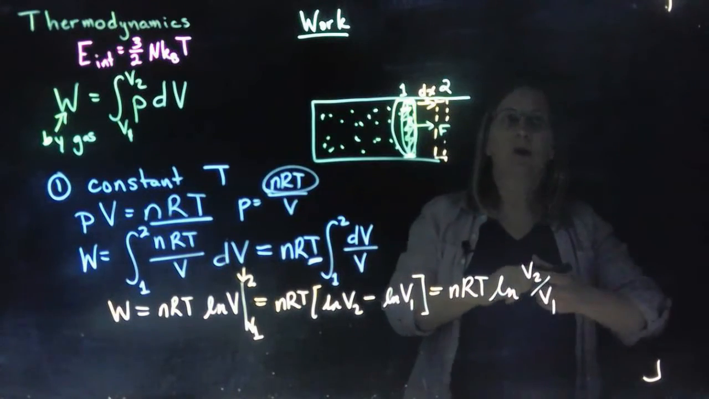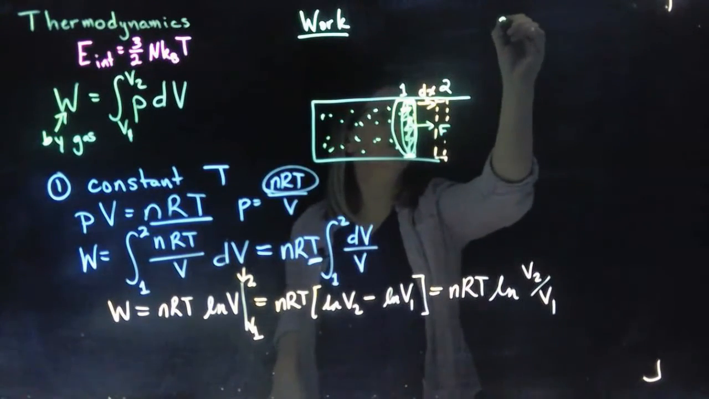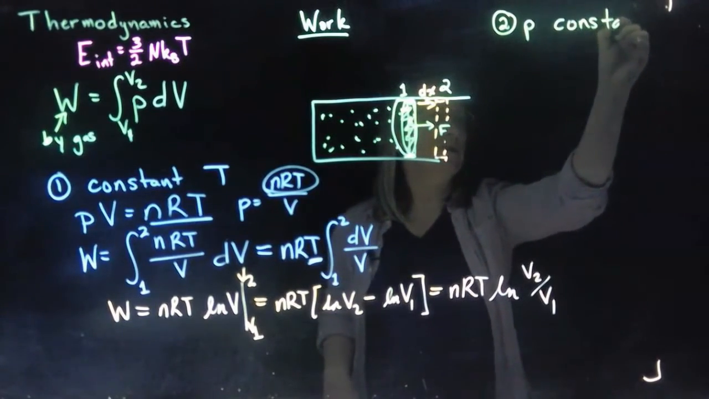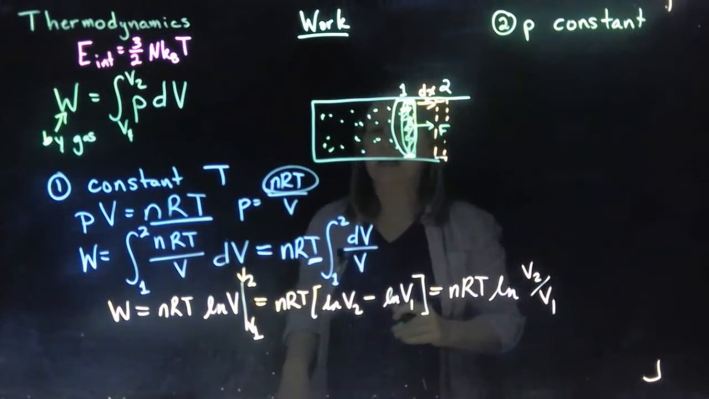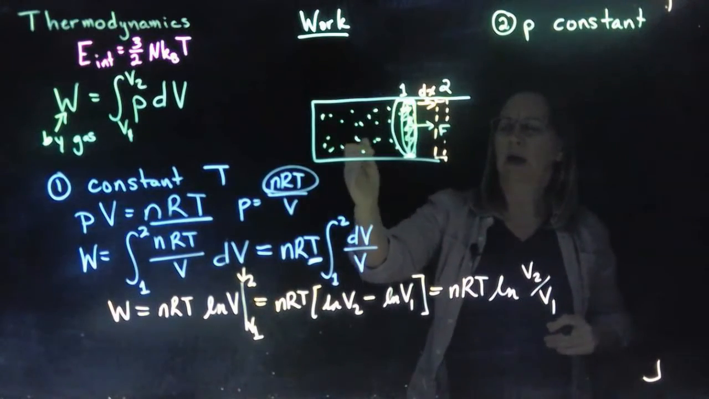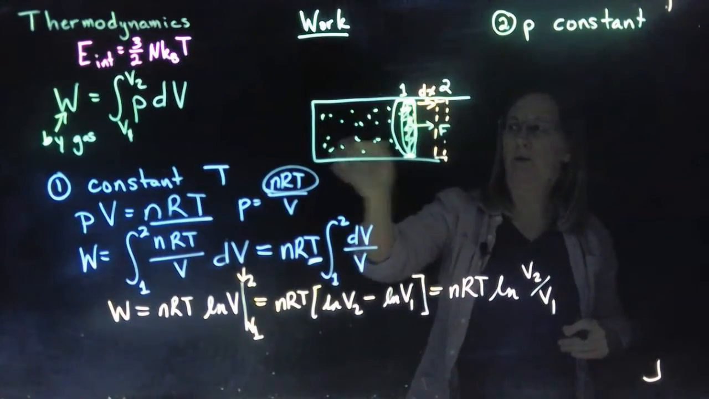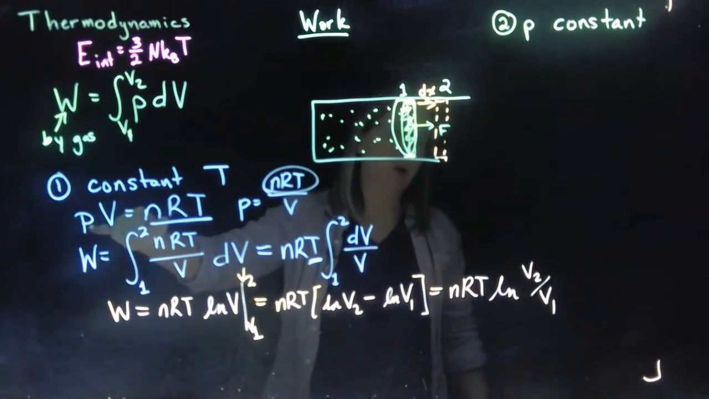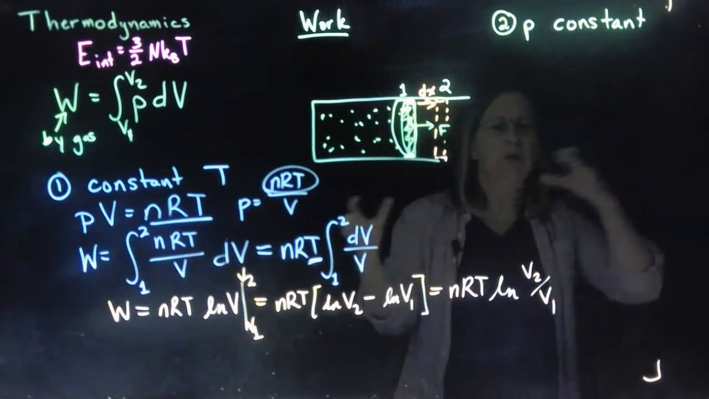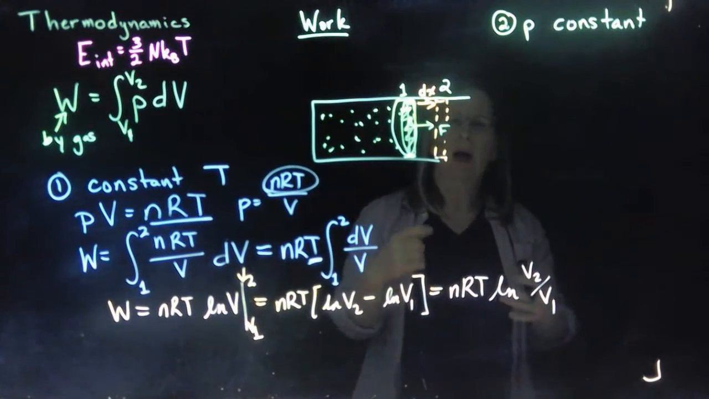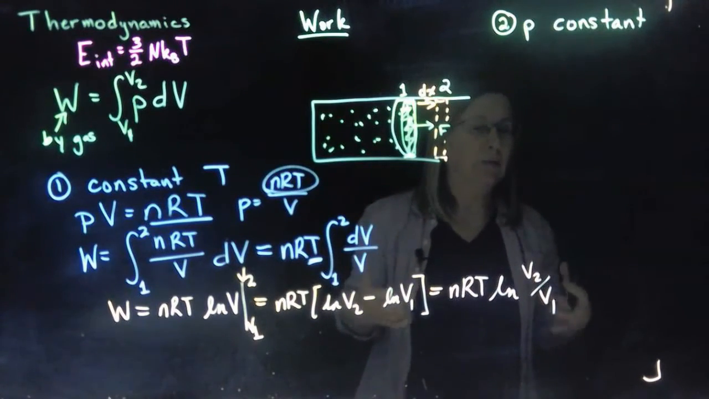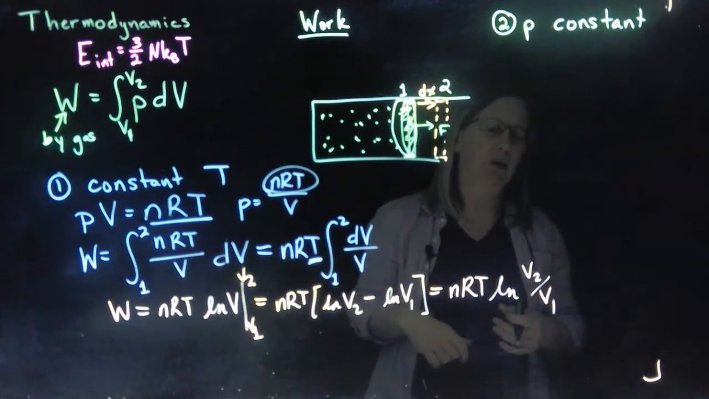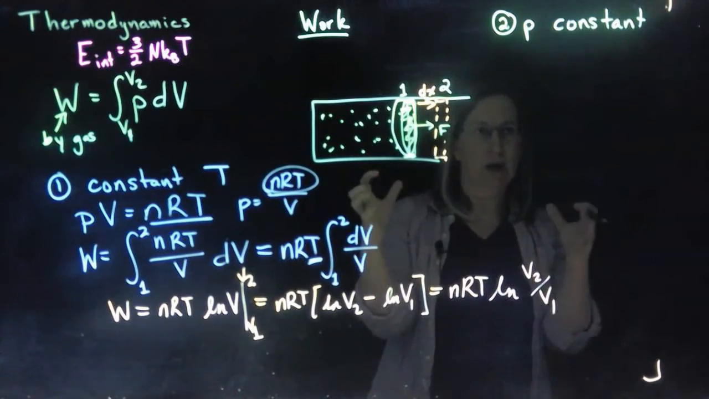We can also look at the situation where the pressure is constant and the temperature changes. This is maybe what you thought of initially with this setup: we increase the temperature and therefore the volume increases, if the pressure stays the same. For example, if we just let this piston move and we keep the atmospheric pressure the same, that's a fairly common setup. That's what's happening if you take a balloon and heat it up.